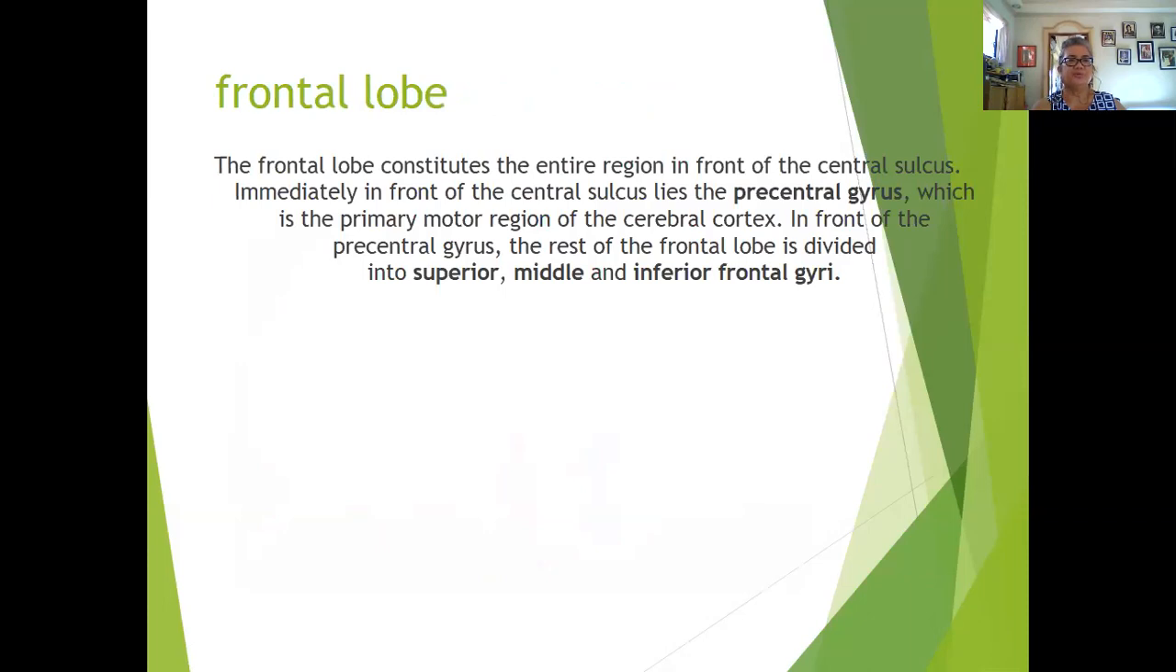So the frontal lobe constitutes the entire region in front of the central sulcus. Immediately in front of the central sulcus lies the precentral gyrus, which is the primary motor region of the cerebral cortex. And in front of the precentral gyrus, the rest of the frontal lobe is divided into your superior, middle, and inferior frontal gyri. So remember, your frontal lobe has 3 gyri because it has 2 sulci.